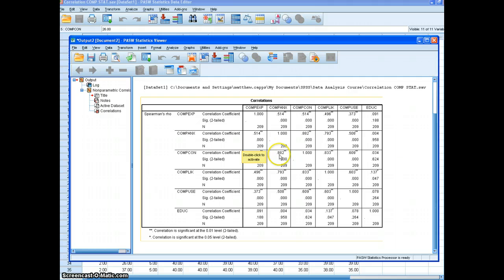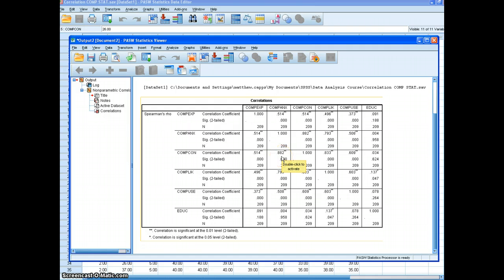So if you can get up into numbers like this, 0.882, if you square that it's 78%. That means there's only 22% that we can't account for in terms of computer confidence and computer anxiety. Given that those are very, very closely related, there's not a lot else that's going to contribute to that relationship. So that makes sense that that would be pretty low.